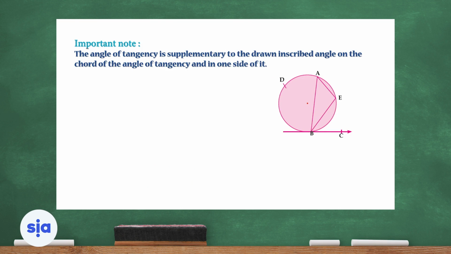The note says, the angle of tangency is supplementary to the drawn inscribed angle on the chord of the angle of tangency and on one side of it. What do you mean by supplementary? The sum is, yes, excellent, 180 degrees. So, angle ABC is supplementary to angle AEB. Let us say it again. Angle ABC is supplementary to angle AEB.